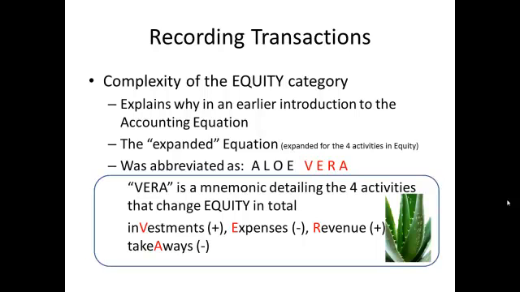Just picture the other side of the activity. As an owner makes an investment, cash or some asset goes up on the left-hand side, and we increase the owner equity category by increasing the owner capital account with investments. As expenses result in reduction of assets, assets go down on the left, we decrease owner's equity on the right. As a revenue event occurs, it means we make a sale, assets go up on the left, either cash or accounts receivable, and we increase owner's equity on the right through the use of revenue account. Takeaways, the owner takes out assets. Assets go down on the left, we reduce the owner's equity category on the right through a drawing account.